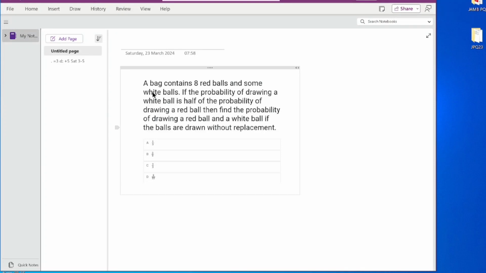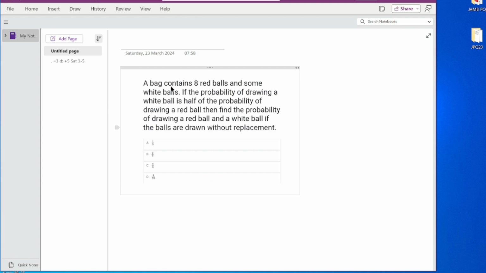The second question we have for the 2023 JAM past question is from probability. A bag contains 8 red balls and some white balls. The number of white balls is not indicated. So if the probability of drawing a white ball is half of the probability of drawing a red ball, then find the probability of drawing a red ball and a white ball if the balls are drawn without replacement.